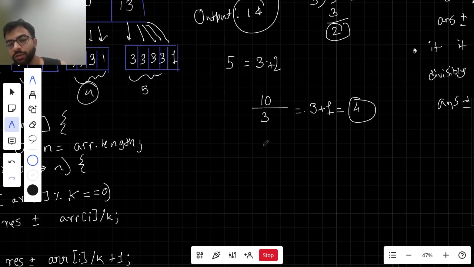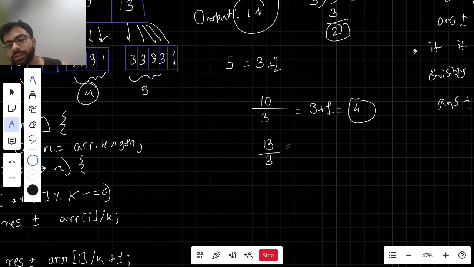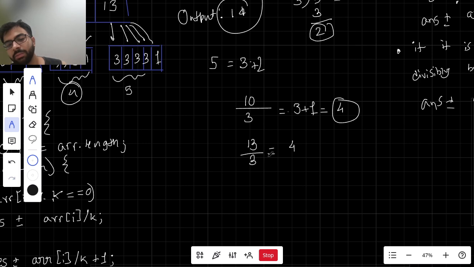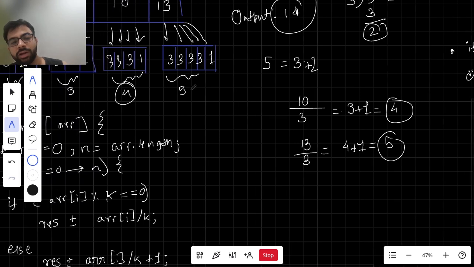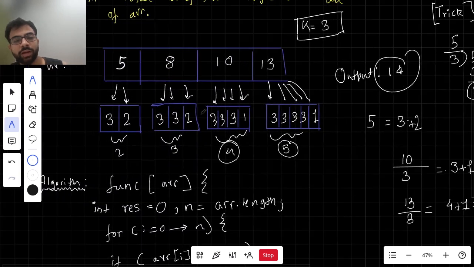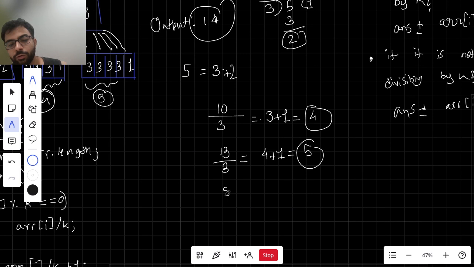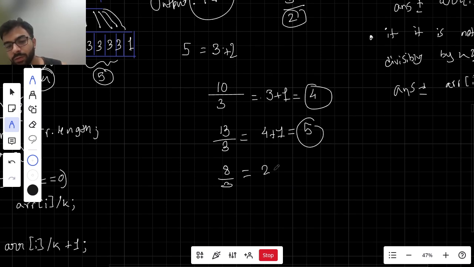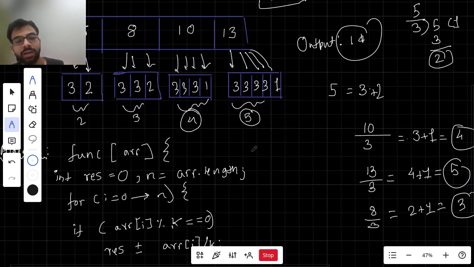Now let us see for 13. For 13 also, I'll be dividing with 3. When I divide it with 3, I'll get 4. Since 13 is not completely divisible by 3, I'll add 1 extra. So what I'll get is 5. So you can see there are 5 slots available. Now let us take example number 8. For 8 by 3, I'll get a 2, because 3 twos are 6. Again, there is a remainder, so plus 1. That means I'm getting a total of 3 slots.